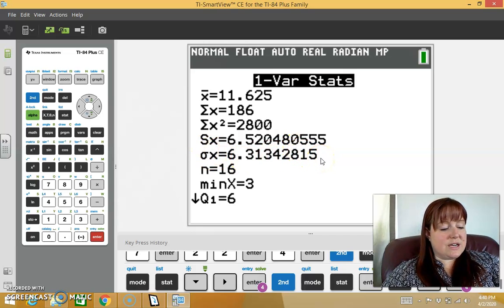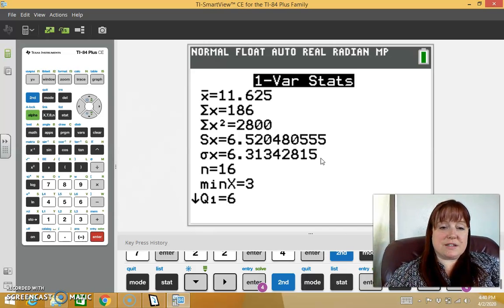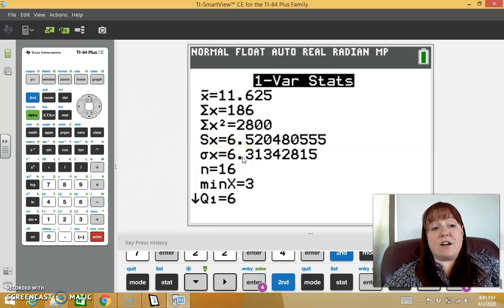You don't have to understand necessarily why there's two different ones, but there are. If we calculate it from a population or a sample, there's a slightly different way to calculate it. We're just going to use the population standard deviation, so it's this Greek letter sigma, and our standard deviation is 6.3, which tells us the spread of this data.